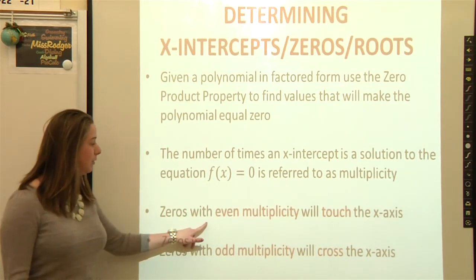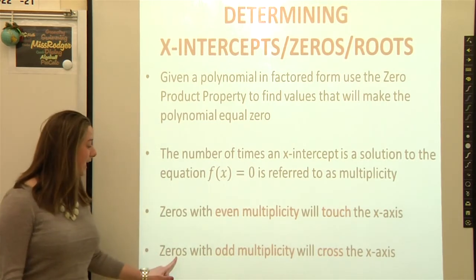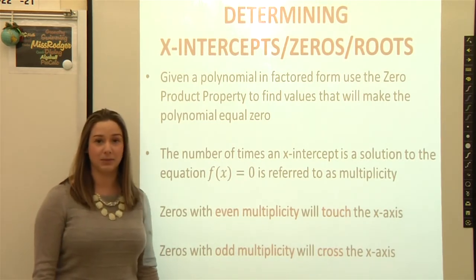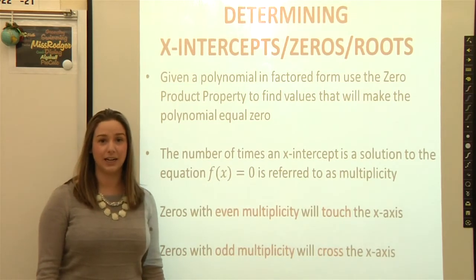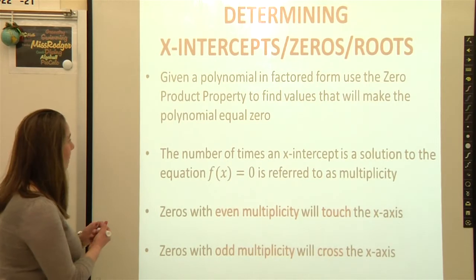If the zeros have an even multiplicity, they will touch the x-axis. If the zeros have an odd multiplicity, they will cross the x-axis. So let's take a look at an example for ourselves.